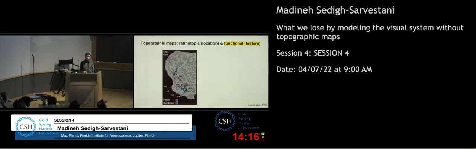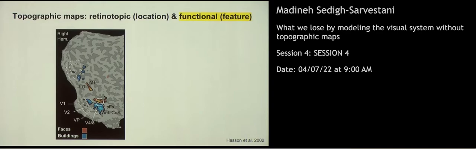So let's get some terms clear. There's kind of two types of topographic maps in the brain. There's retinotopy maps, which you all know, where nearby neurons or patches on the surface of visual cortex are sensitive to nearby small locations in the visual field, which maps onto the retina. And then there's another kind of topography related to functional specializations.